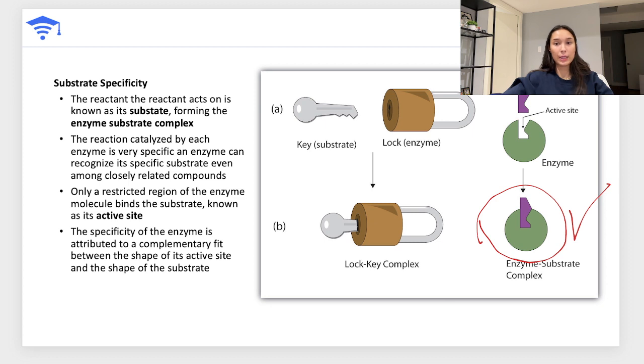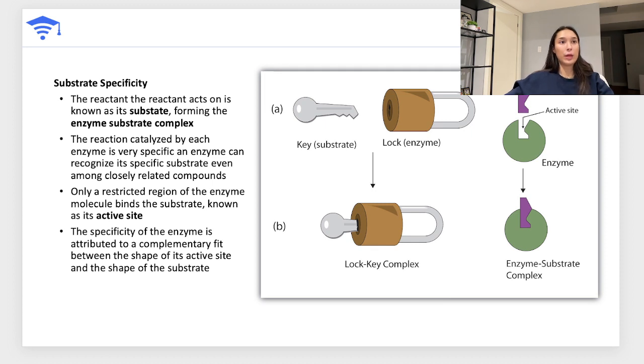If they don't come together, or if one's the wrong shape, or a substrate that's not meant to go to this enzyme comes in contact with this enzyme, there's going to be no reaction, right? So the specificity of the enzyme is attributed to its complementary fit between the shape of its active site and the shape of its substrate. So again, specificity is because an active site has a very specific fit with its substrate, okay? The lock has a specific key, and the key has a specific lock.